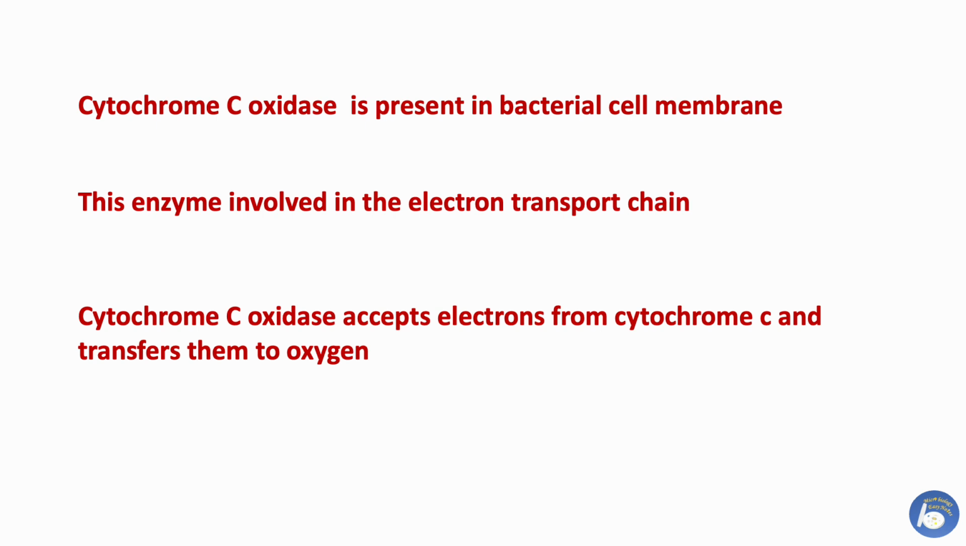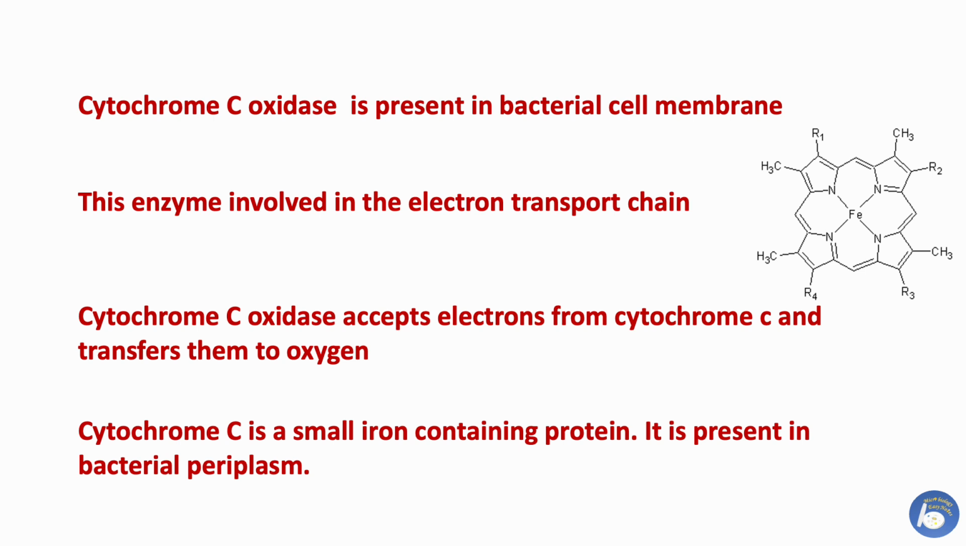Cytochrome C oxidase accepts electrons from cytochrome C and transfers them to the oxygen. Cytochrome C is a small iron-containing protein. It is present in bacterial periplasm.